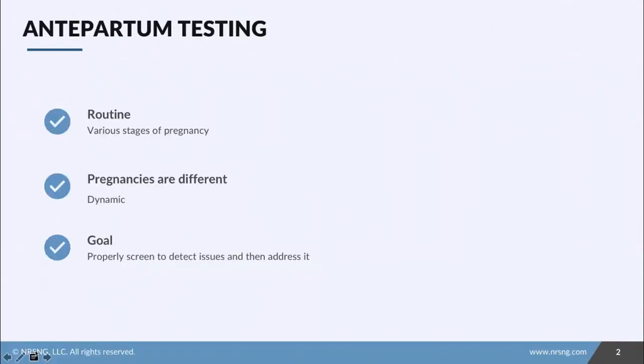In this lesson, I'm going to be explaining some of the antepartum testing in detail and when each one is used. So to start, there are many routine diagnostic exams that are going to be done throughout the pregnancy, just at different stages. Pregnancies are all different and dynamic. So this just means that no two pregnancies are the same because they're all different. So a woman could be in her third pregnancy and undergone different testing in each pregnancy.